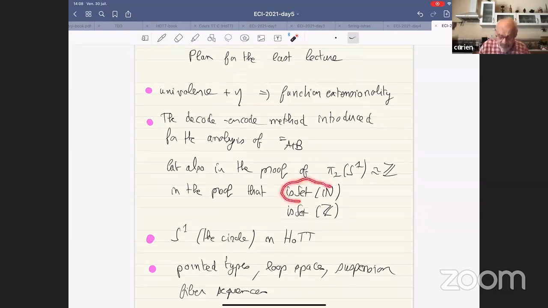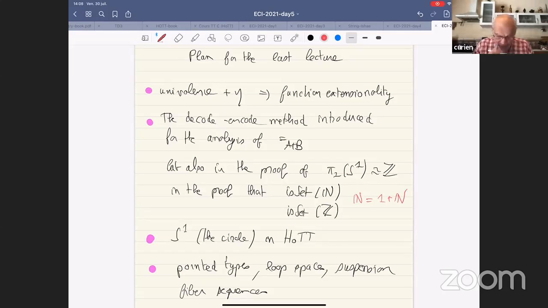But if you want to prove it, actually, you will also need the decode encode method to prove it. And the proof is actually very, very similar to the proof of what happens here. Well, because you know N is basically a recursive coproduct. So of course you know that NAT is 1 plus NAT. It obeys this equation. So you see that there is a clear connection between NAT and coproduct.